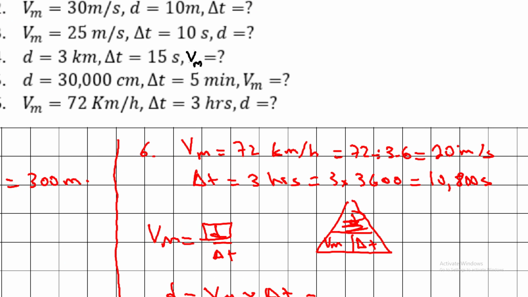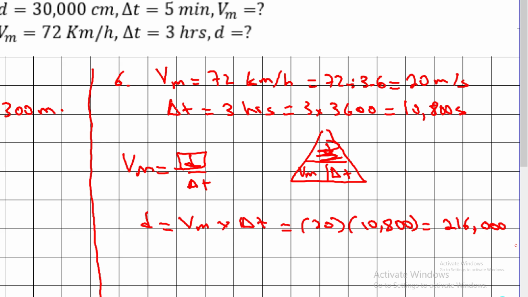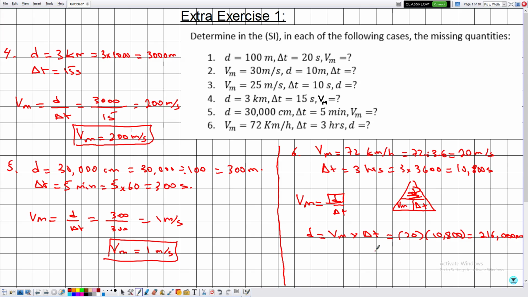The value of Vm in the SI is given by 20. The value of delta t in the SI is given by 10,800. Plugging this on the calculator, then the value of d is given by 216,000. Since all quantities in physics must have unit, and Vm, delta t are expressed in the SI, the value of d will be in the SI, which is meters. Then the distance d covered in this case is given by 216,000 meters.